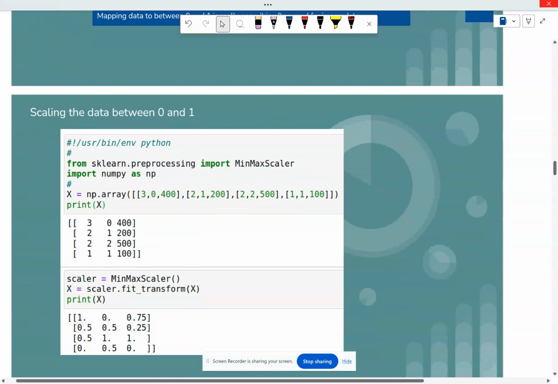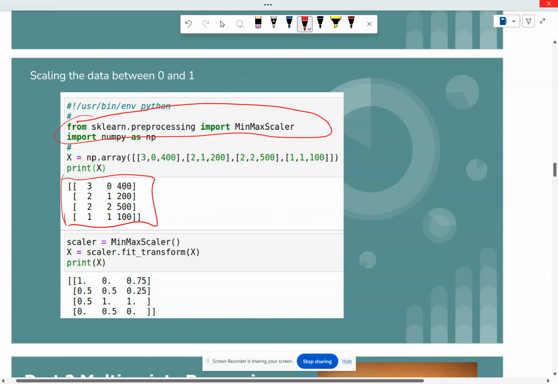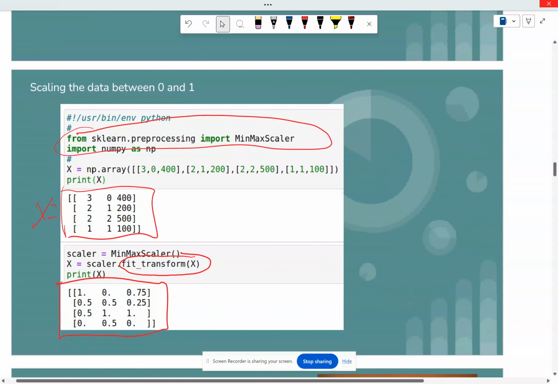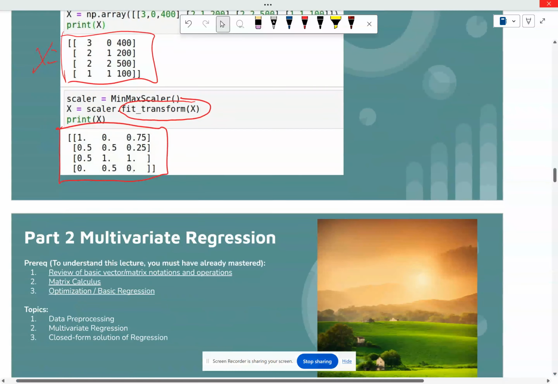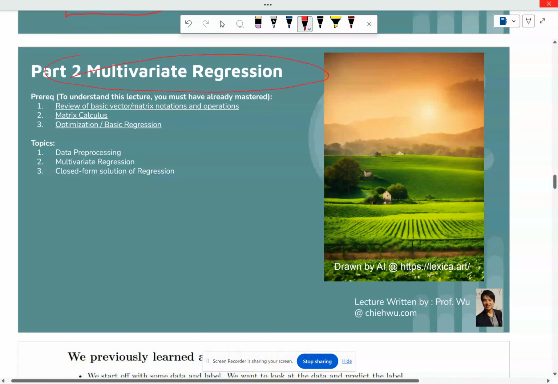Now, of course, I also don't expect you to do that by hand. So with Python, you can call MinMaxScaler. Let's say here's your data matrix X. You just call the MinMaxScaler, and then you transform your data. After you transform the data, notice how every single number is now between 0 and 1. So those are the 3 ways which we sometimes need to pre-process the data before we run them. All right, so now we're ready to move on to part 2, which is multivariate regression.